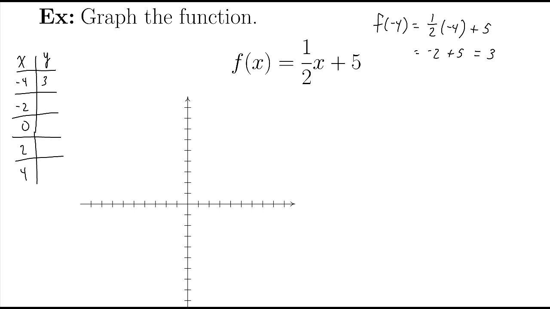Okay, I'll plot the points later. Let me go on to the next one. Let me plug in -2. Half of -2 plus 5. Half of -2 is -1. Plus 5, -1 plus 5 is a positive 4.